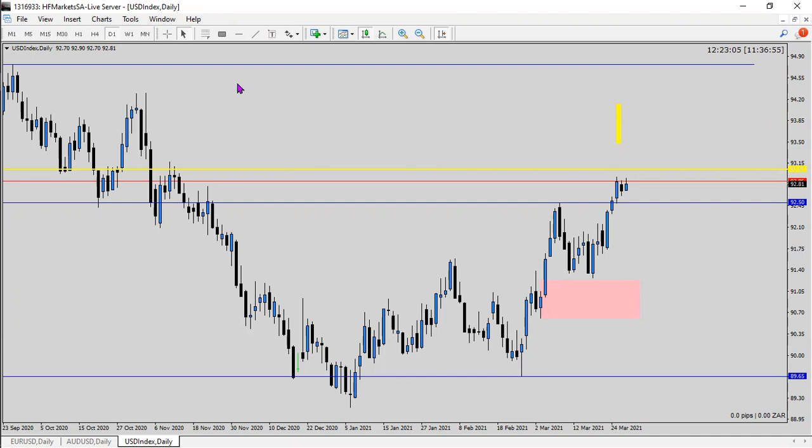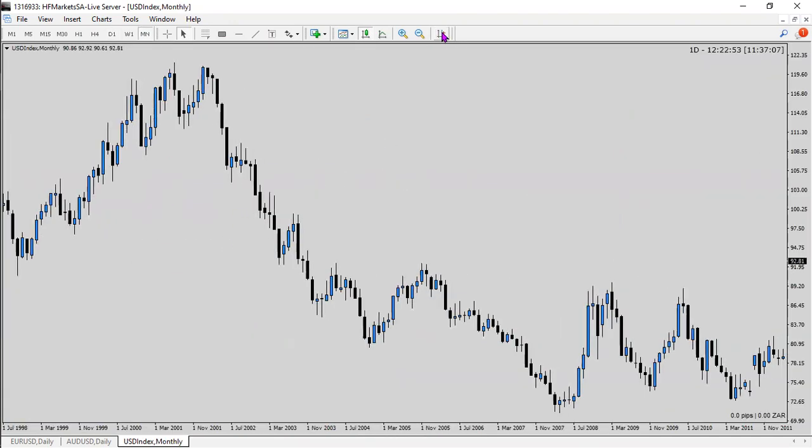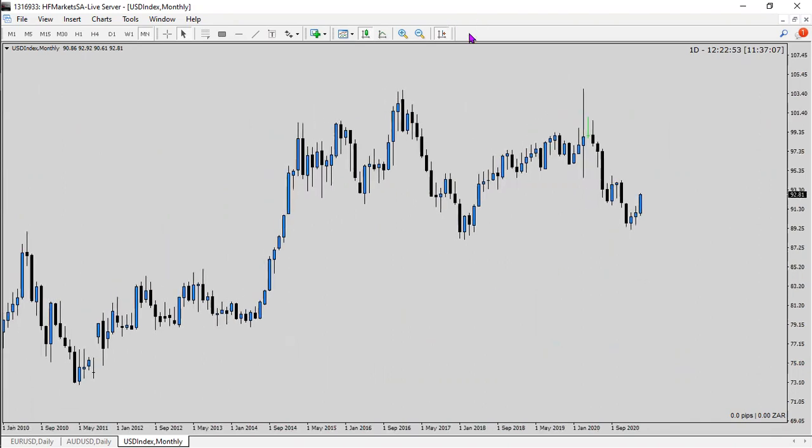And we're going to start off with the dollar index on the daily chart. But before we get into this week's outlook, I just want to start from the monthly chart really quickly. And let's look at a few things on the monthly chart.